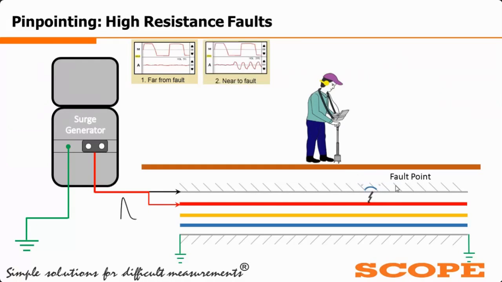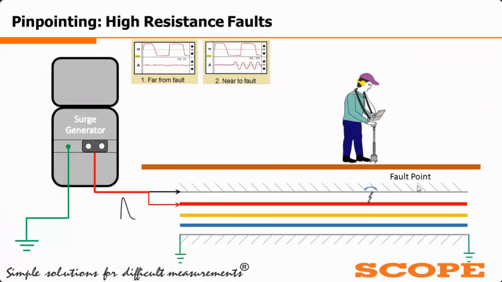Whenever we are exactly above the fault, the magnetic signal, which is present after the application of the surge, and the acoustic signal produced at the fault point have a very minimum delay, so that these two graphs start from the exact zero position. This type of phenomenon is called the exact coincidence of the magnetic and acoustic signals. So this method is called the coincidence method.